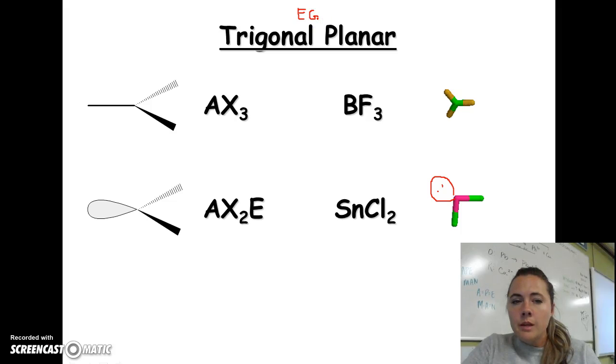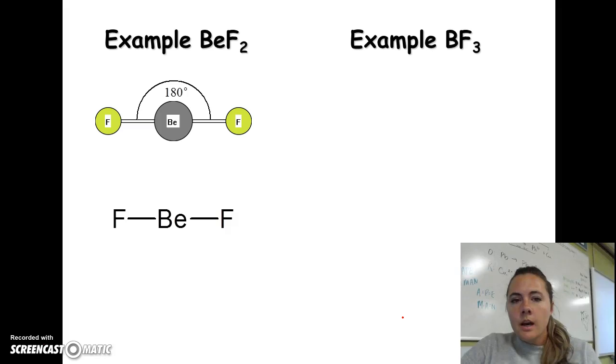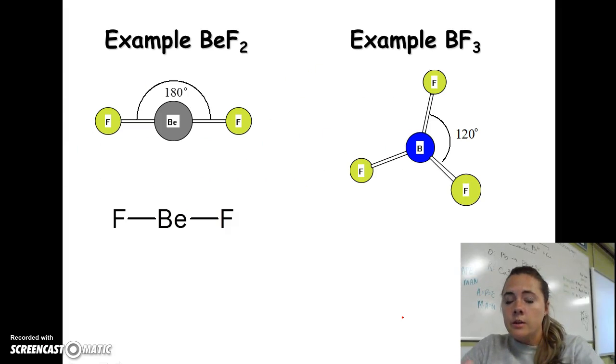Now, if you remember what I said, if they are thick, that means that these are coming out of the frame of the board, whereas these dashed ones mean that they're going behind the board, or in this case, the screen. So let's continue. Here you go, BF2 is 180. BF3, there's that 120 degree angle right here that we were talking about.